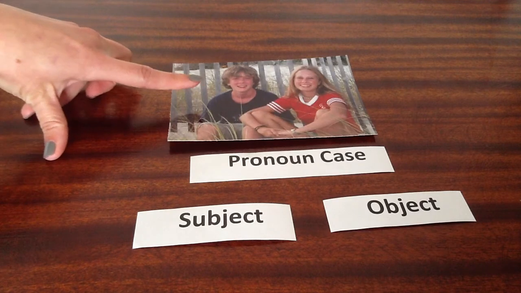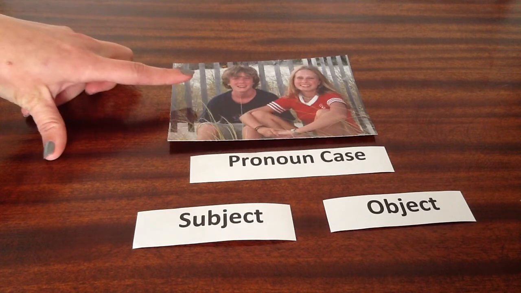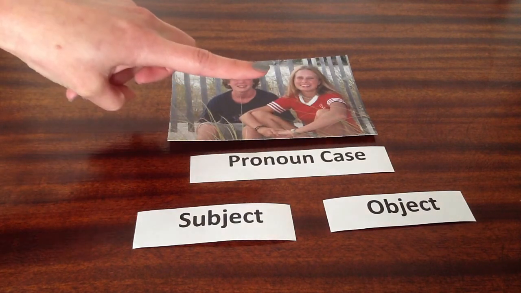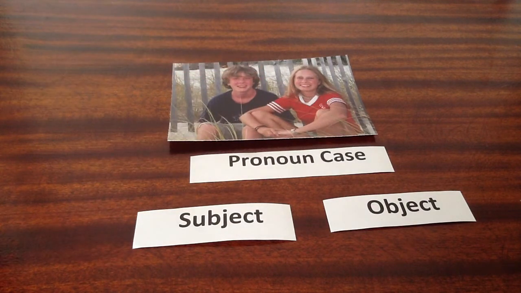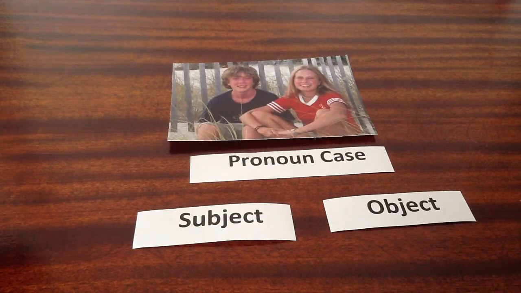Now, in this picture, my baby brother and I were both at the beach. And if I wanted to write a sentence that Abe and blank are at the beach, do I use Abe and I are at the beach? Do I use Abe and me are at the beach? It can get a little bit tricky.